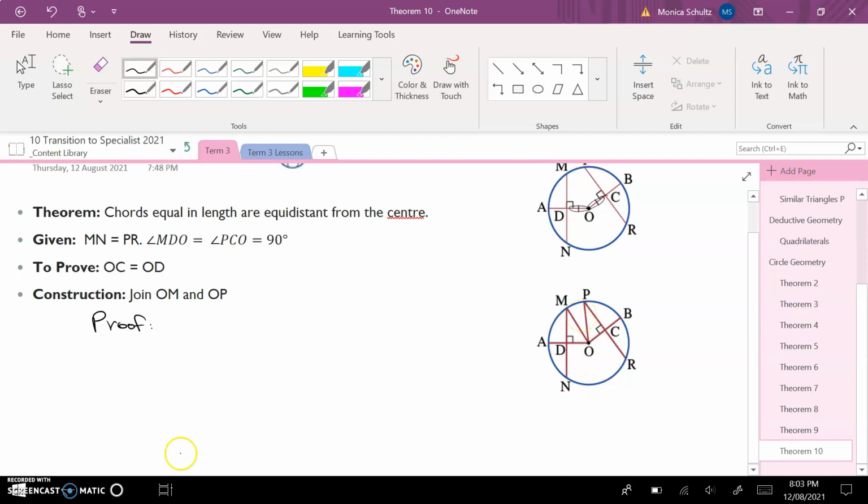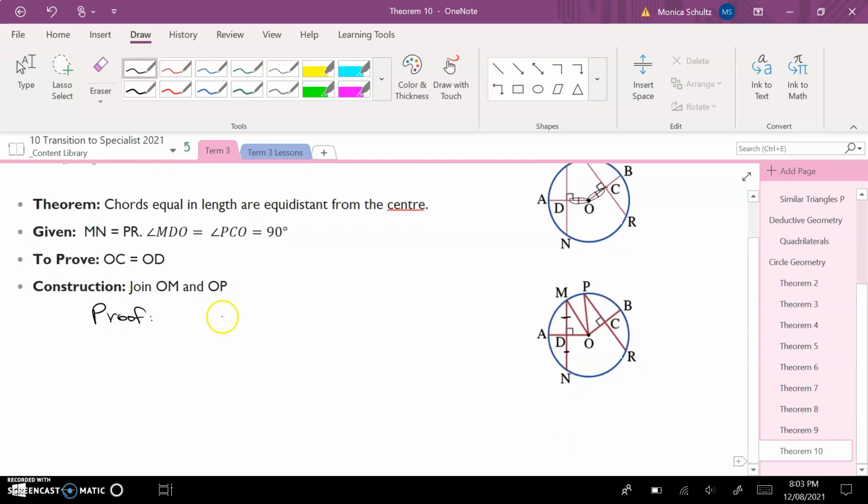We also know because of theorem 8, or theorem 9, yes, it's theorem 9, that our chord that's bisected by a radius, so AO is a radius, will be bisected. So MD and ND are the same length. So MD is equal to ND. That's because of theorem 9.